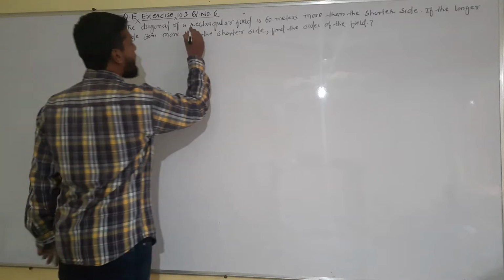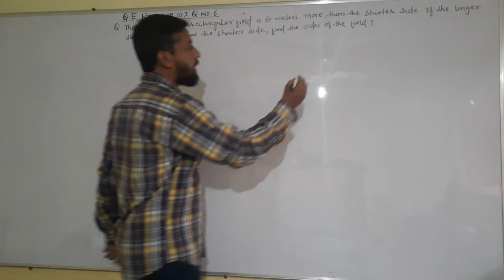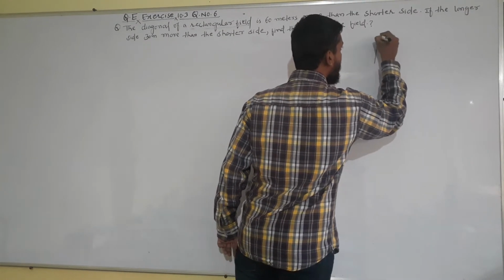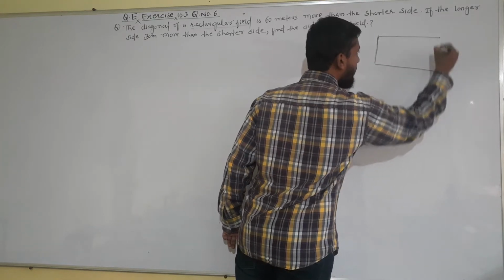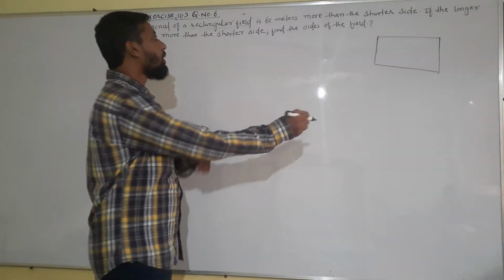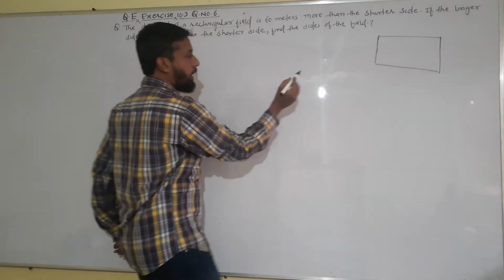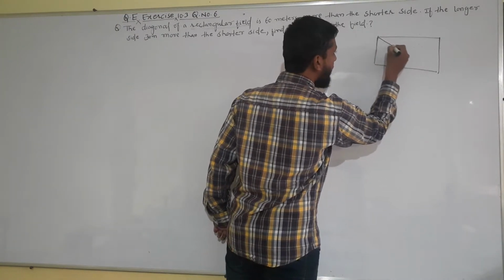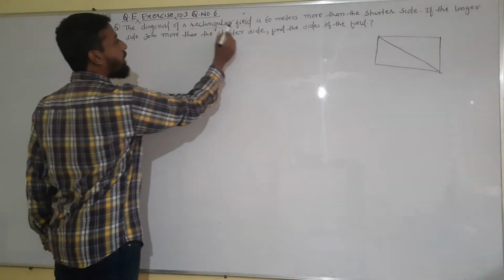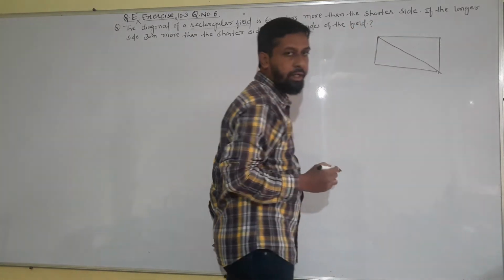What is a rectangular field? First, we'll draw the rectangular field here. This is a rectangular field. Okay. The diagonal of a rectangular field. This is diagonal. The diagonal of a rectangular field is 60 meter more than the shorter side.